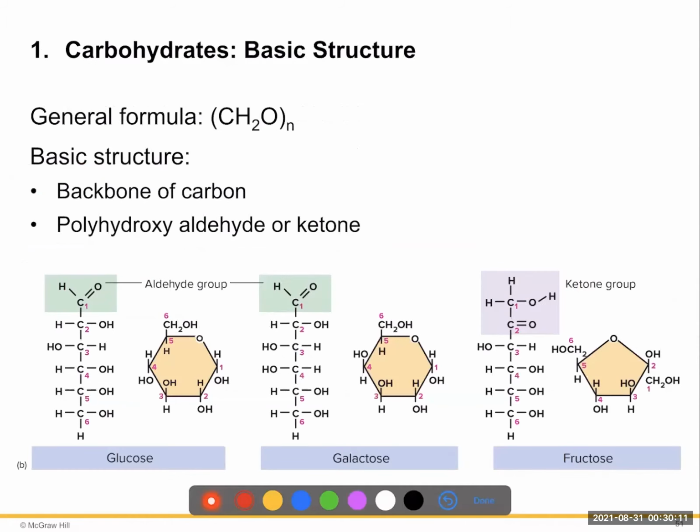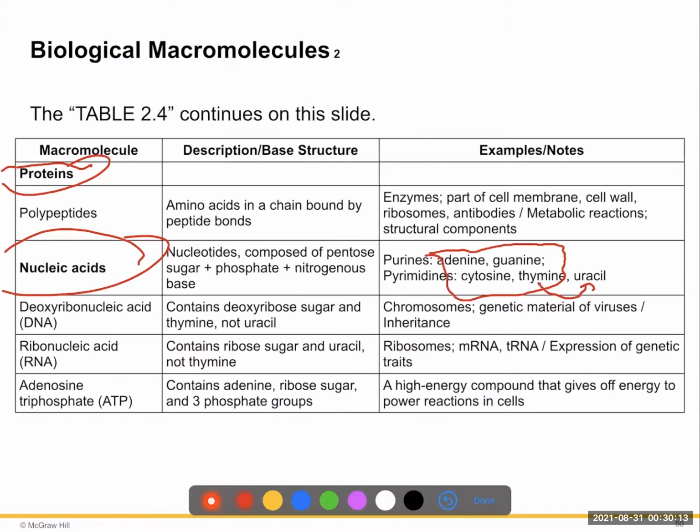Professor, how do you pronounce DNA, the actual word? Deoxyribonucleic acid. Thank you. Yeah, it's deoxy, because it's missing an oxygen, which is showing a little bit here. Deoxyribonucleic acid. And RNA is just ribonucleic acid.